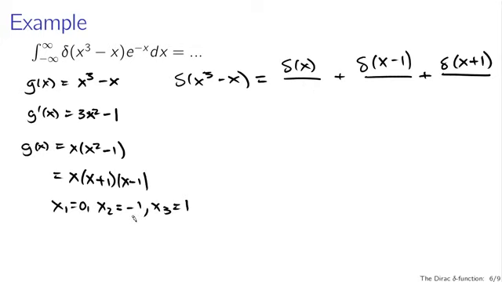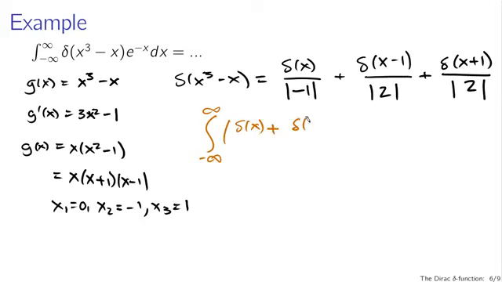And if you go through and evaluate the magnitudes of the derivatives here, you end up with minus 1 here, 2 here, and 2 here. So this is our overall formula. So what we're going to be integrating then is the integral from minus infinity to infinity of this re-expression of our delta function, delta of x plus delta of x minus 1 over 2 plus delta of x plus 1 over 2, all multiplied by our function e to the minus x dx.